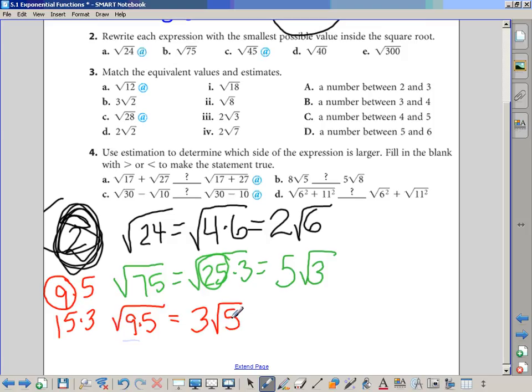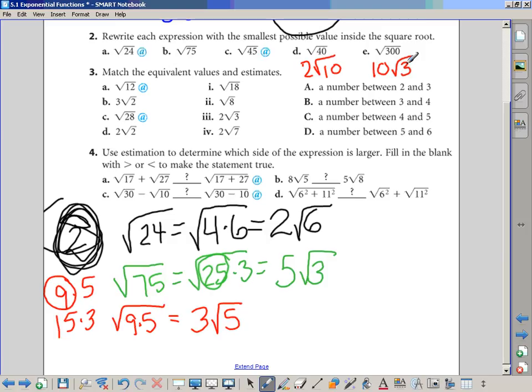For the square root of 40, you're going to break that up into 4 times 10, so that one's going to be 2 root 10. The square root of 300, 300 is 100 times 3. The square root of 100 is 10, but the square root of 3 stays underneath.